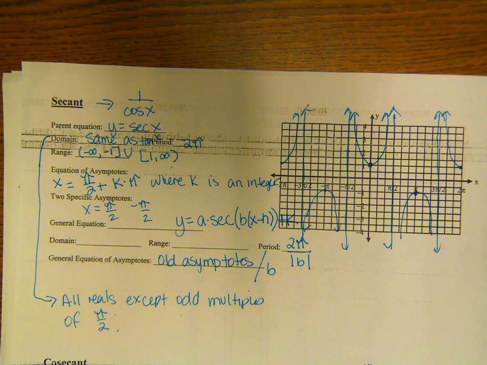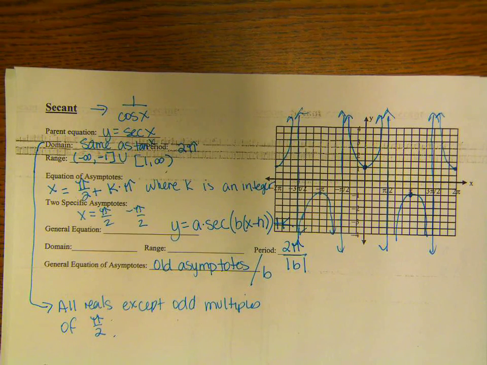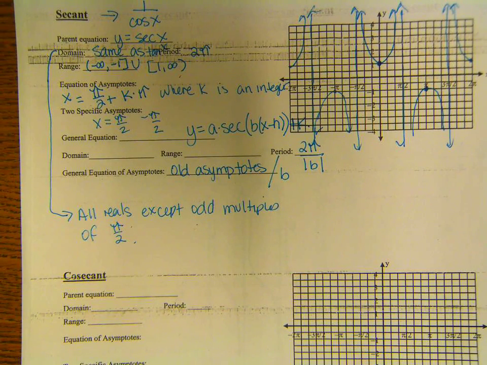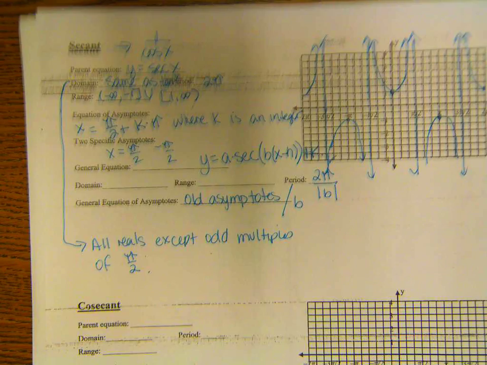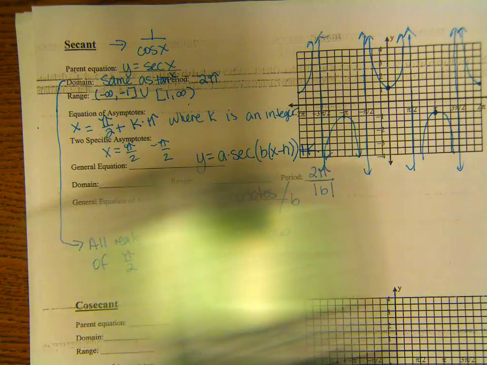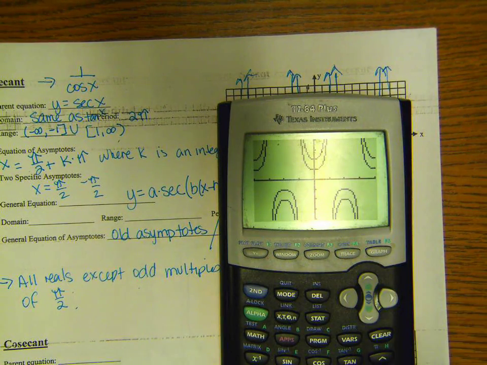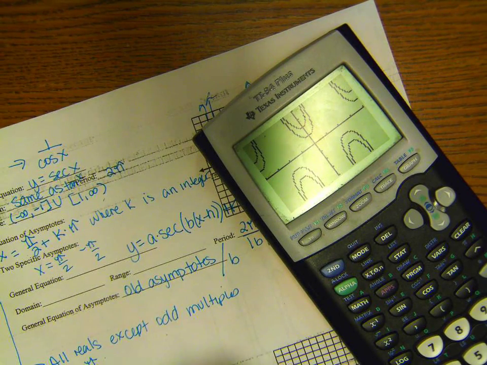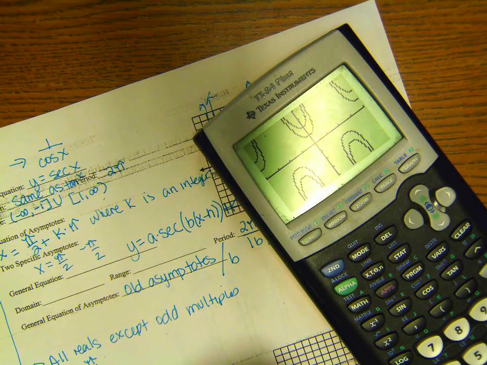All right, let's talk about cosecant for a minute or two. So, how am I going to graph cosecant? One divided by sine.